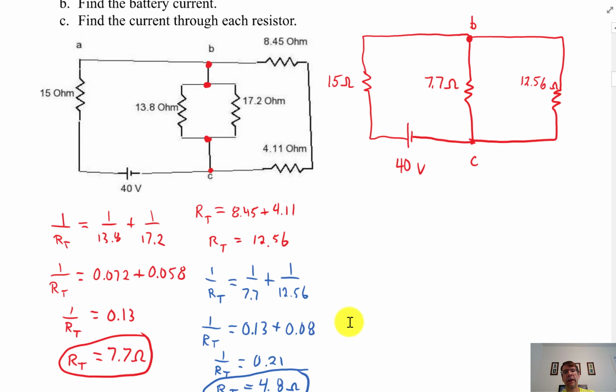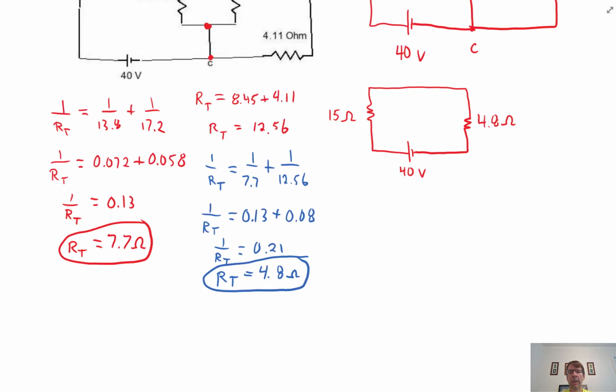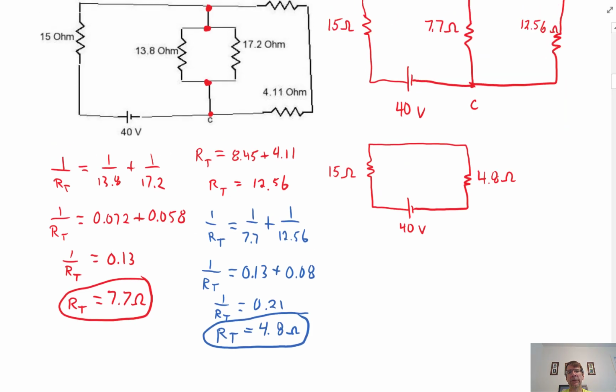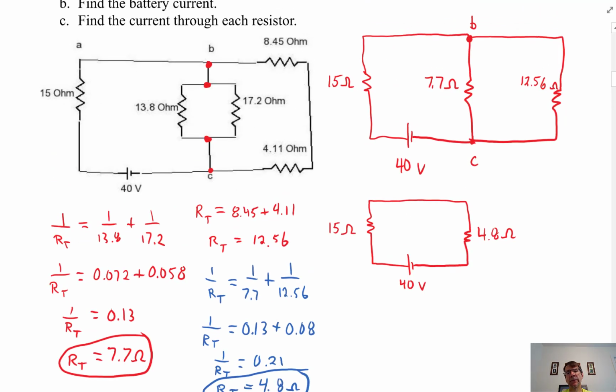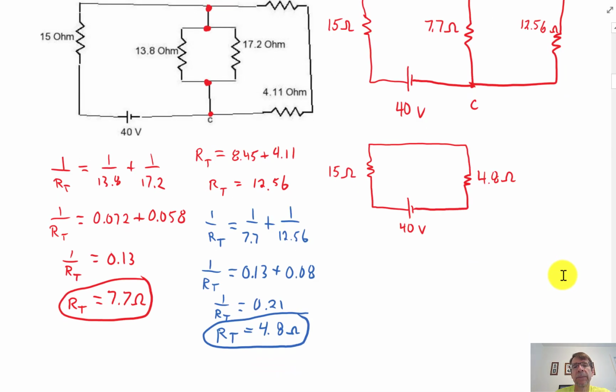Okay, I'm going to draw a new diagram again. I'm going to draw a diagram that replaces those two with a single resistor. You can see how we're trying to simplify things. So here it is. I've replaced the 7.7 and the 12.56 with the 4.8 ohm resistor. And now points B and C are immaterial. We have one loop here now. It's one path. So the 15 and the 4.8 are in series with each other. I'm going to round off a little bit to make this problem go a little faster. But if they're in series, there's a single path. It's a single road, even though there's turns.